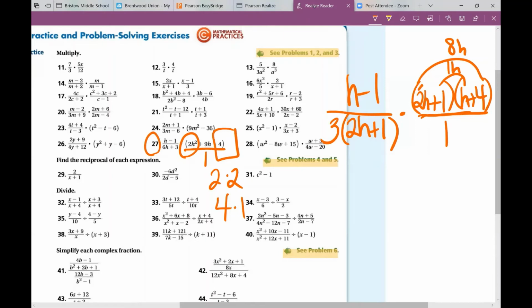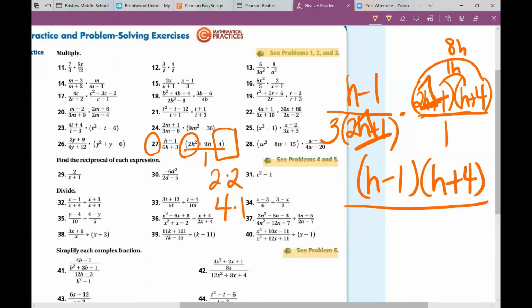I see 2 factors of 2h plus 1, so those simplify. I see an h minus 1 on the top, but nowhere on the bottom. I see an h plus 4 on the top, but nowhere on the bottom, which means there's nothing I can do further in this problem. So I would be left with the quantity of h minus 1 times the quantity of h plus 4, all divided by 3 times 1 is 3, so all divided by 3.